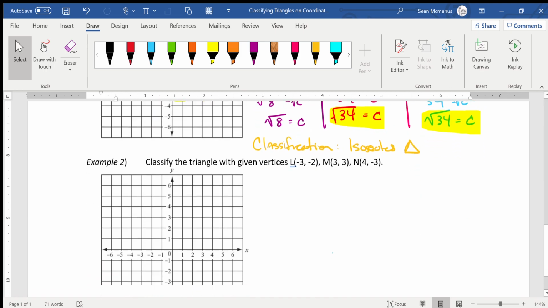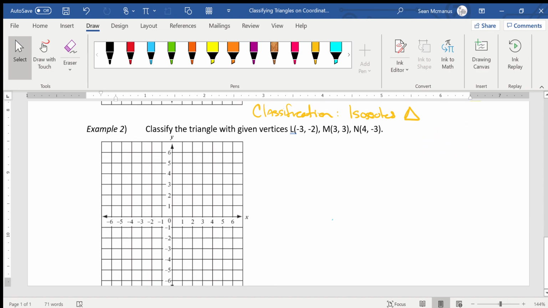Okay, we're going to do one more. I would say quick, but it's not as quick as some of the other problems that we might be able to do. So example 2, last one: classify this triangle with the given vertices, triangle LMN. L is at -3, -2, this point L. M is at 3, 3. And N is at 4, -3.